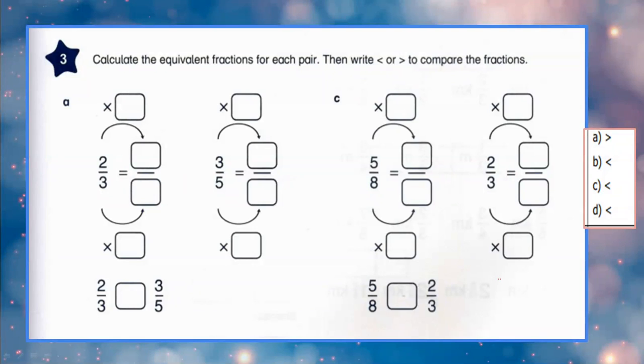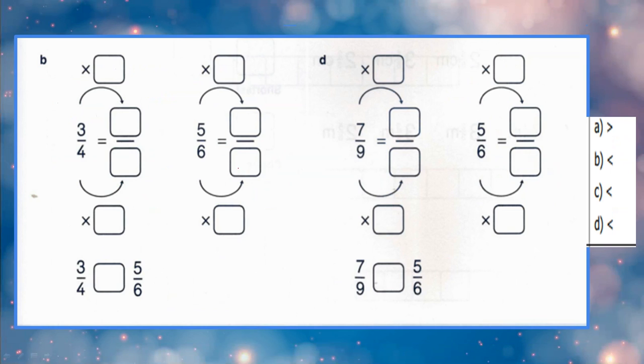Yes, this is your question 3. What are they asking you? Calculate the equivalent fractions for each pair. They are giving you some pairs. Look, this is part C, this is A, this is B. They are giving you some paired work.